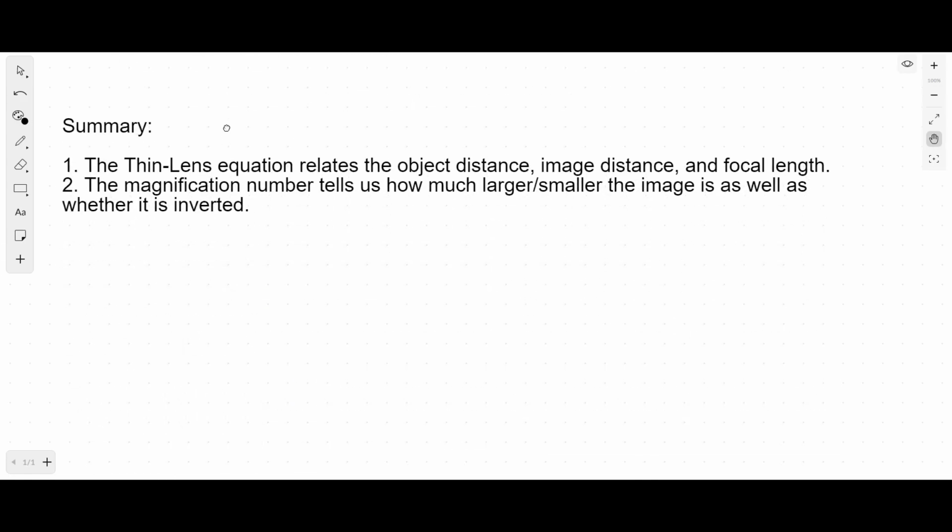Now to summarize the video, the thin lens equation relates the object distance, image distance, and focal length. Its equation is 1 over P plus 1 over Q equals 1 over F. The magnification number tells us how much larger or smaller the image is, and it also tells us whether or not it's inverted. So there were 2 new equations in this lesson. They're very simple though.